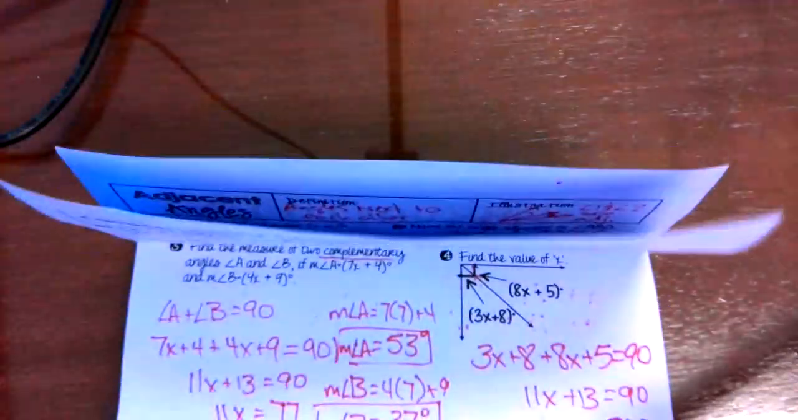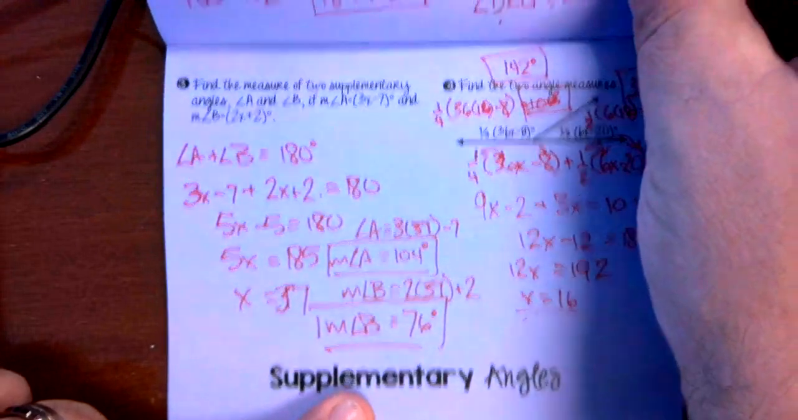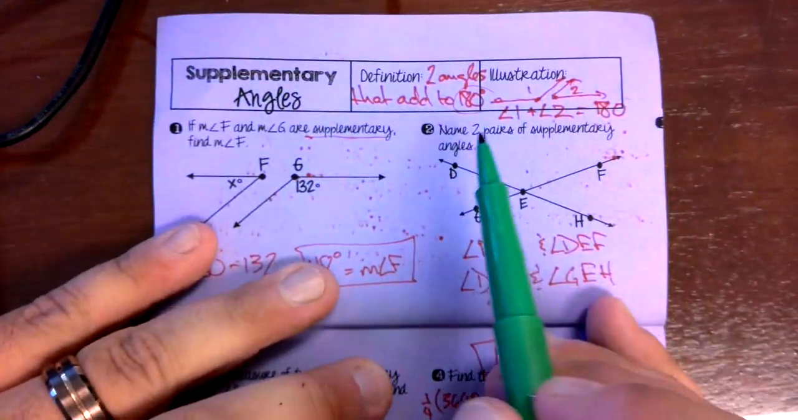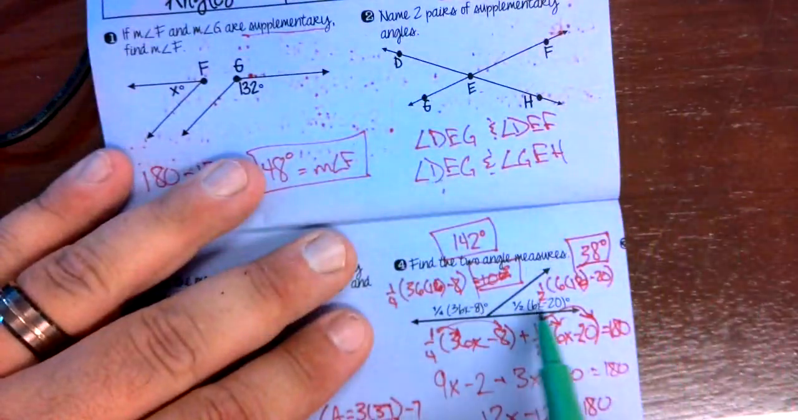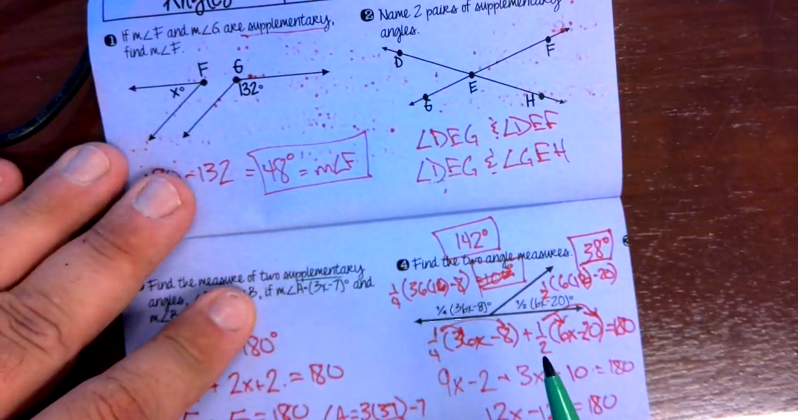We have talked about supplementary angles, and supplementary angles add to 180. So two angles that add to 180. A lot of times we're looking for them to be right beside each other, or looking for something where it says supplementary.